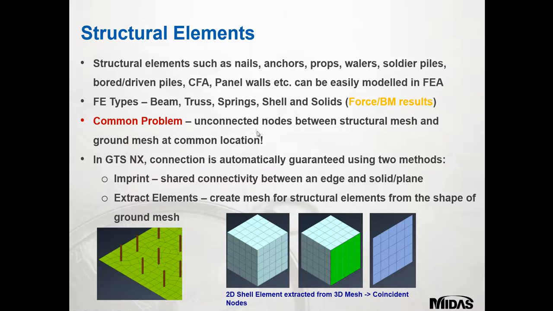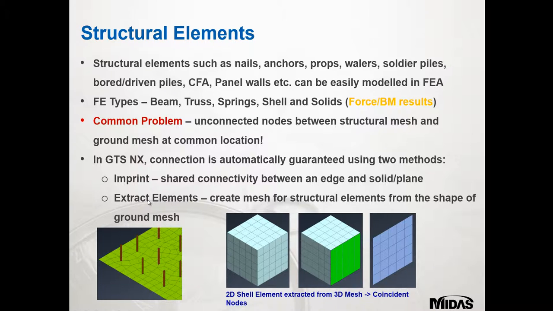Common problems are unconnected nodes between structural meshes and ground mesh at common locations in other programs, but in GTS NX connections are automatically guaranteed using two methods. Either the imprint method, which is the shared connectivity between an edge and a solid plane, which you can see here. You can see the actual element and then you can see the actual solid plane. Or the column connected to the slab there.